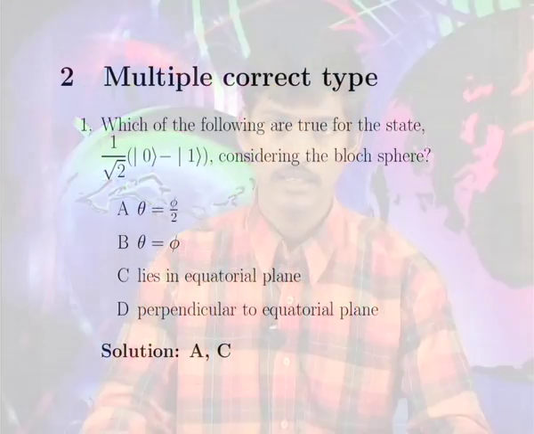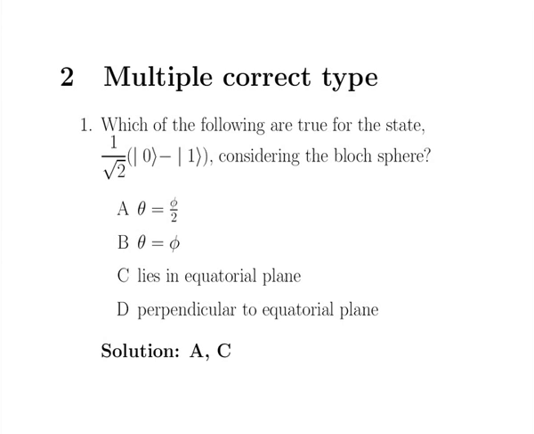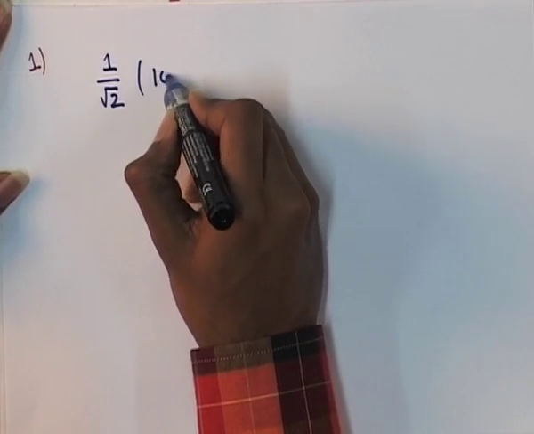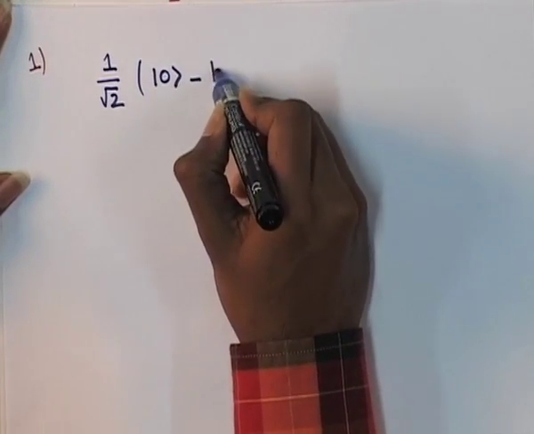In this video we are going to discuss multiple correct type questions in assignment 2. The first question is, we are given a quantum state 1 by square root 2 times (qubit 0 minus qubit 1).